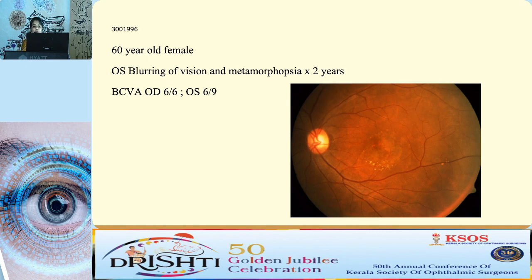So this is my first case, a 60-year-old female who presented with left eye blurring of vision and metamorphopsia for 2 years. Vision was 6/9 in the left eye. As you can see, there's a neurosensory detachment with subretinal precipitates.